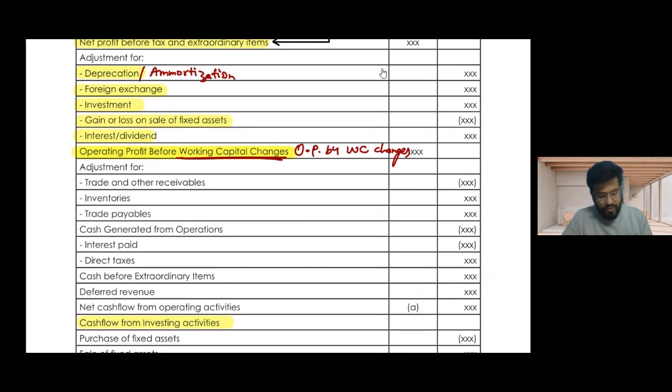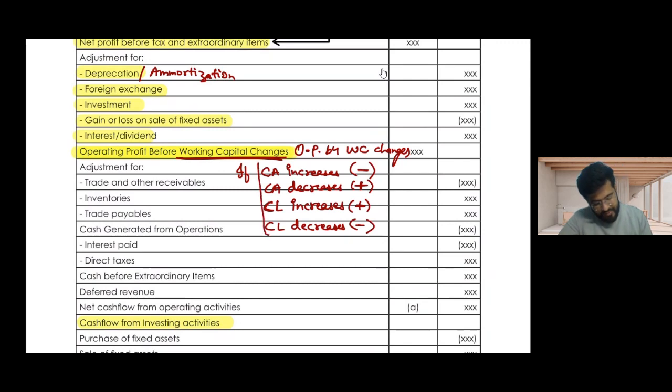Now this is the time to remember one rule. If current asset increases, deduct it. If current asset is increasing, deduct it. If current asset decreases, add it. Okay, you need to deduct when the current asset is increasing. You have to add when current asset is decreasing. When your current liability is increasing, add again. When your current liability decreases, subtract.